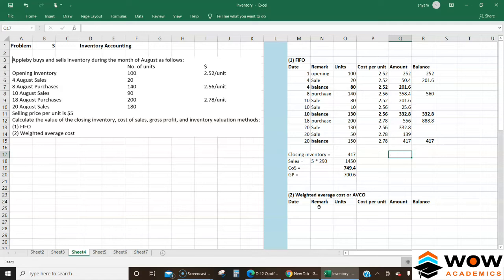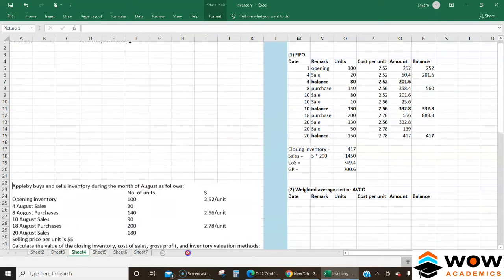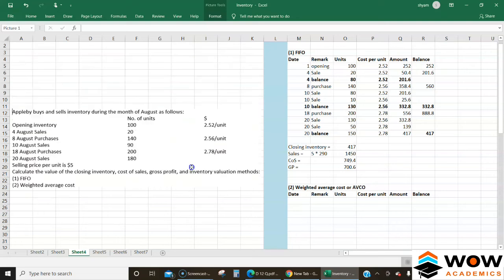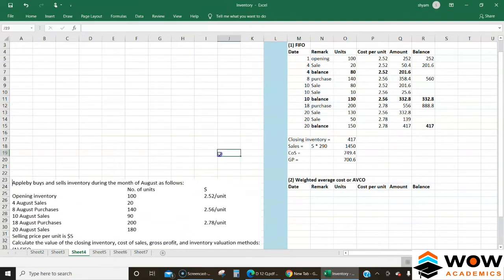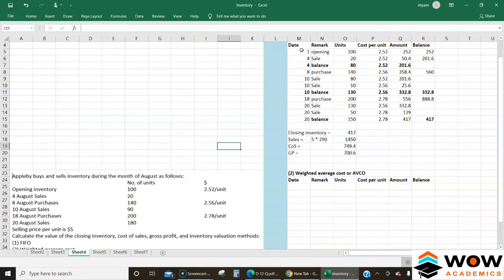Okay, so now we'll move on to the weighted average method. So we'll just take it here and we can use it. We don't need to work out everything, we'll just copy everything.